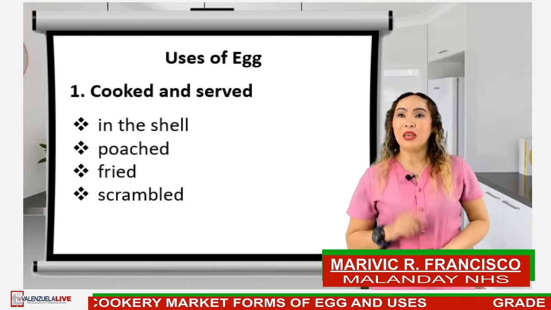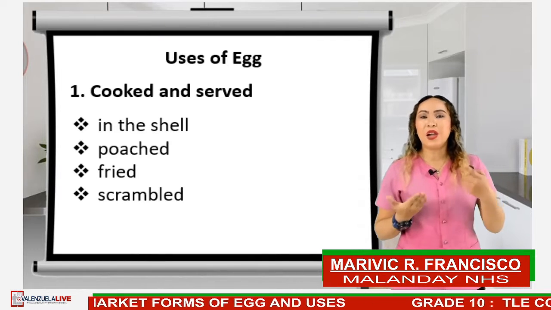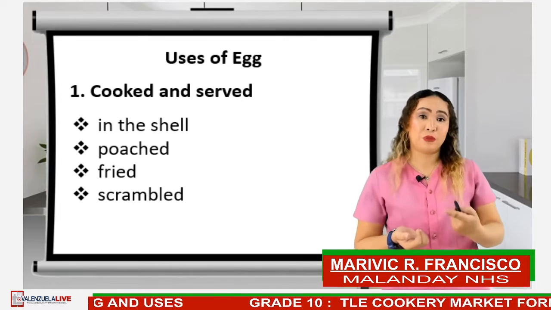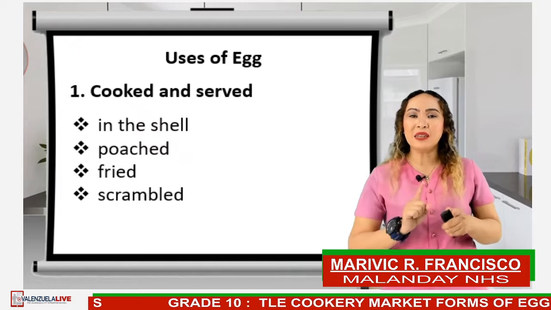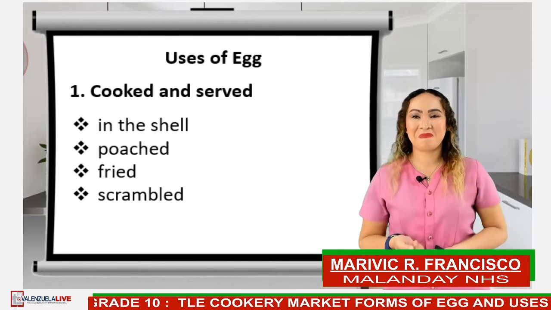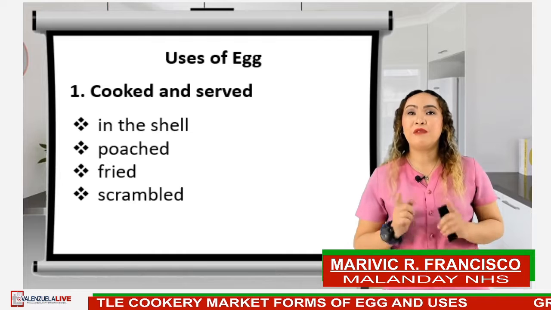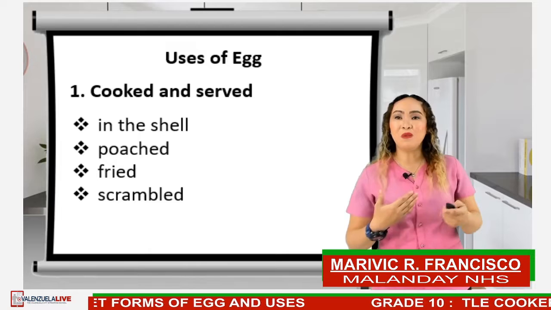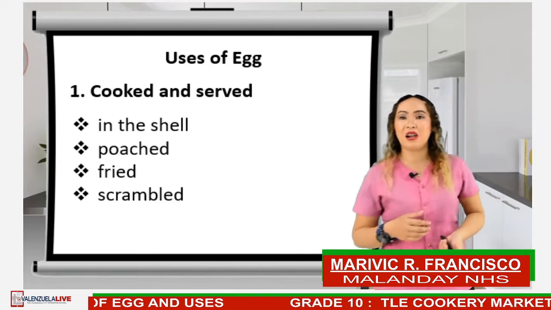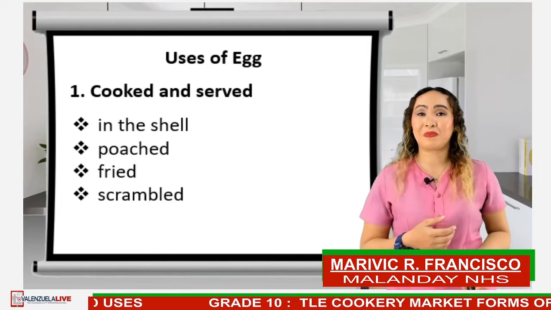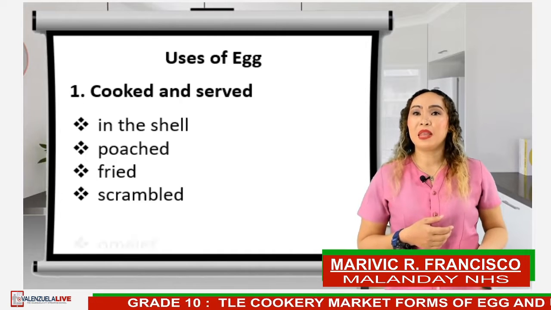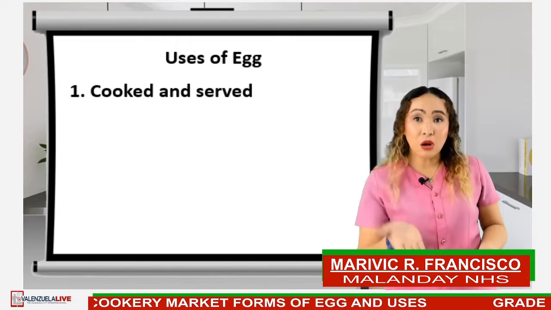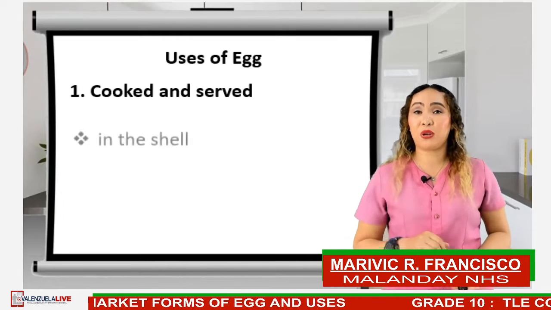Next, in the shell, there is a certain time, all right, on how you are going to cook the egg. For soft-cooked, 5 minutes simmering. For hard-cooked, 15 minutes simmering. For poached, cooked in simmering water, then addition of salt and vinegar hastens coagulation. Alright. Then for fried, cook at low to moderate temperature.